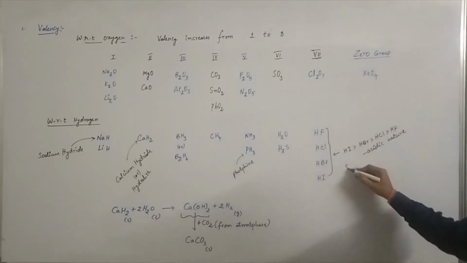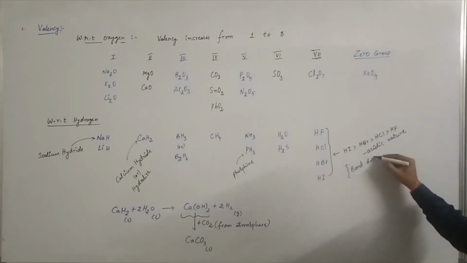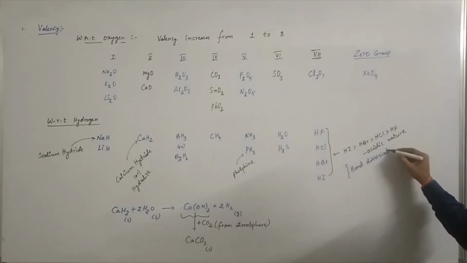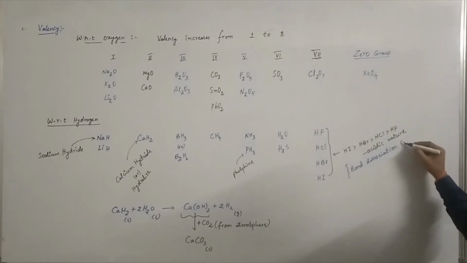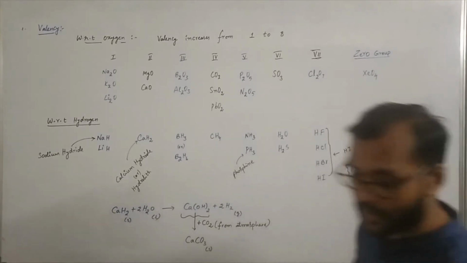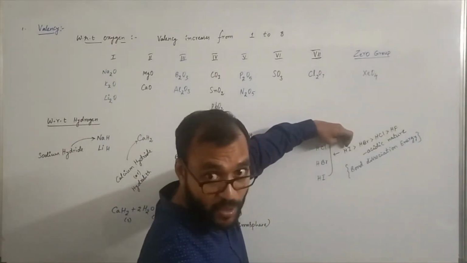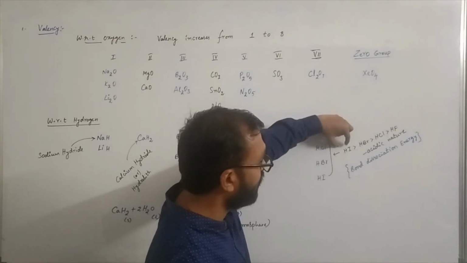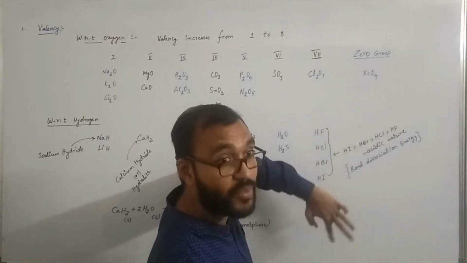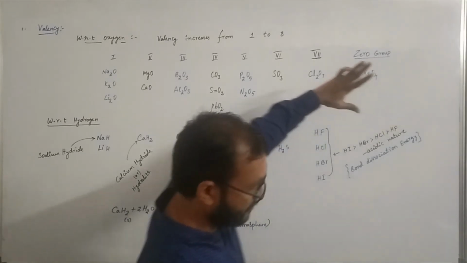We will discuss that part later. The reason is bond dissociation energy. That is the reason. We can break the HI bond more easily. We can ionize the HI bond more easily because of larger size of iodine. Therefore, H plus is generated easily from HI.